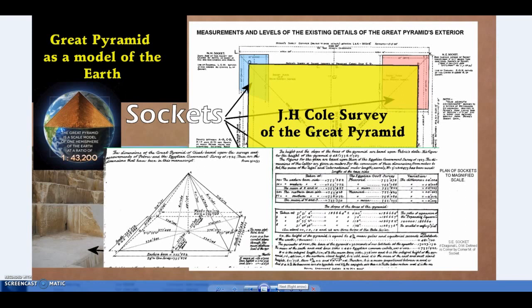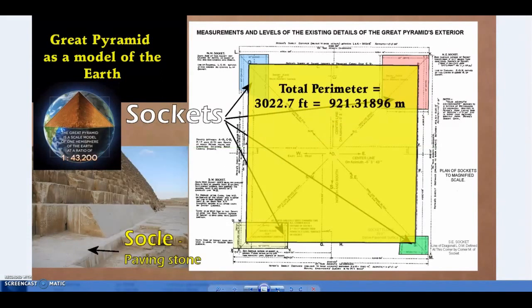And recent surveys with laser have shown this again. So I'll be using these exact numbers. There are slight variations between Petrie, J.H. Cole and the 1981 survey, but they are so slight as to be tiny margins of error.